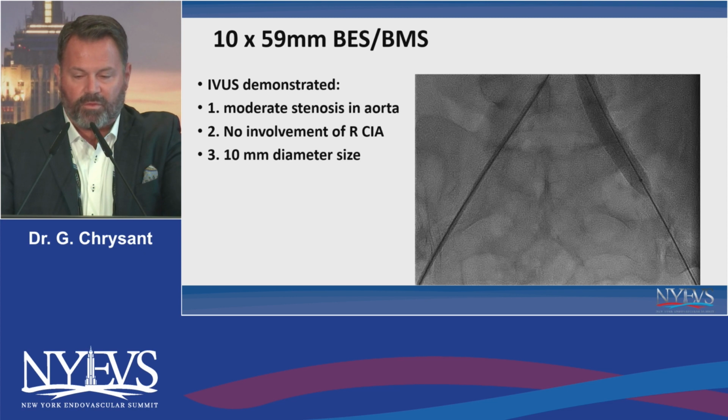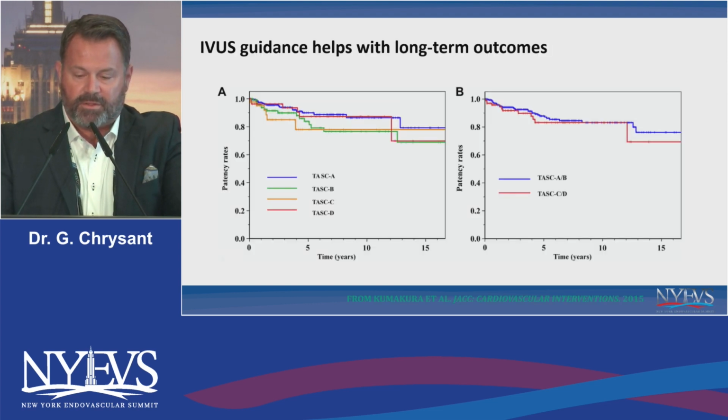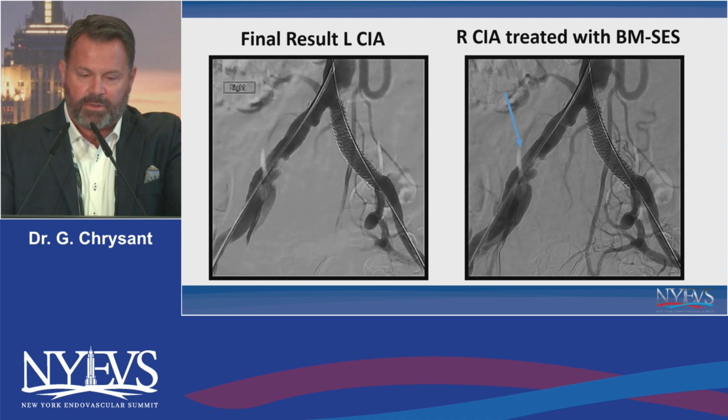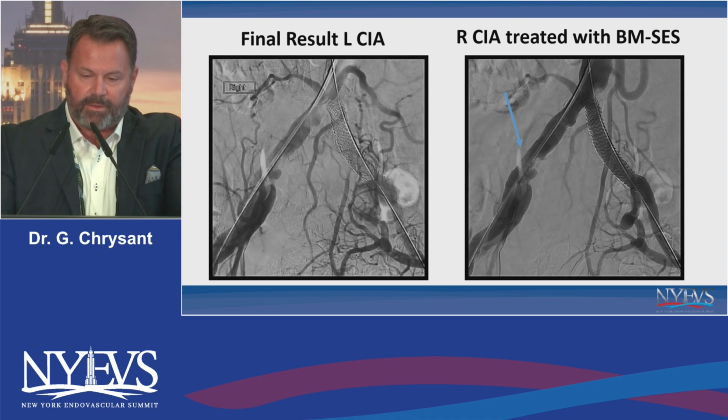So in terms of IVUS in this particular instance, there was some moderate disease in the aorta. There was no involvement up the right side, 10 millimeter diameter, so I chose a balloon expandable bare metal stent. I wasn't overly fearful of any serious complication, but again, you have to be prepared for those. And this is just a study showing that IVUS, to no one's surprise, also in the iliacs, does have some benefit, and you should not be afraid to use it.